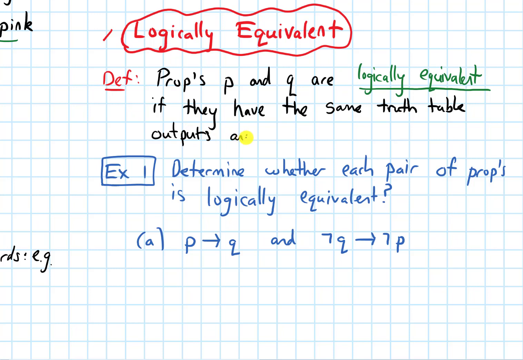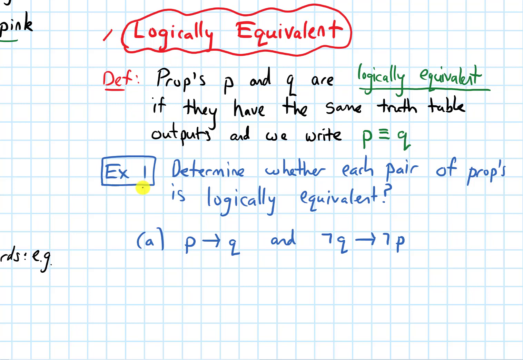And in that case, the way we write this is I say P, and then I put an equal sign with three horizontal lines, Q. And I read that as P is logically equivalent to Q.